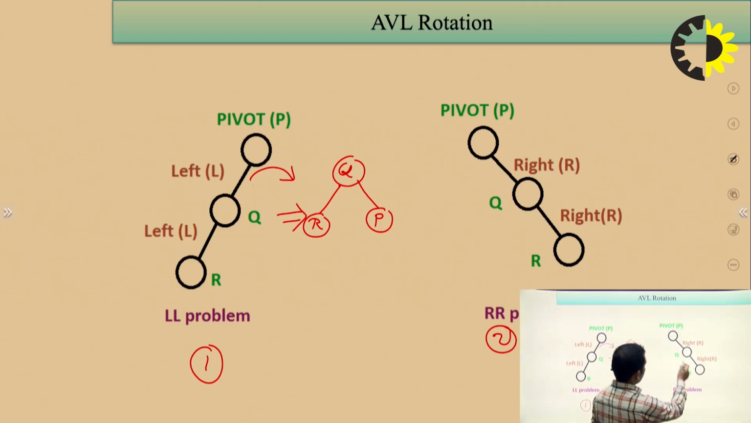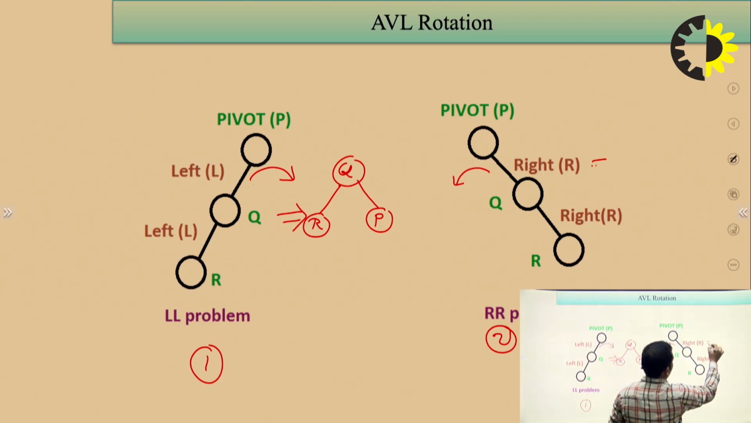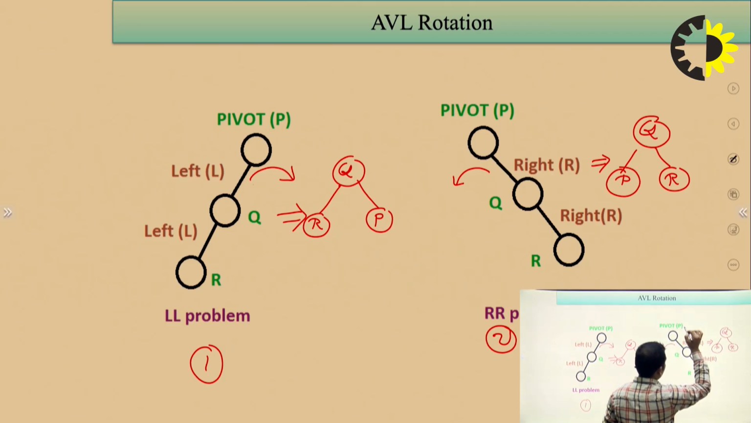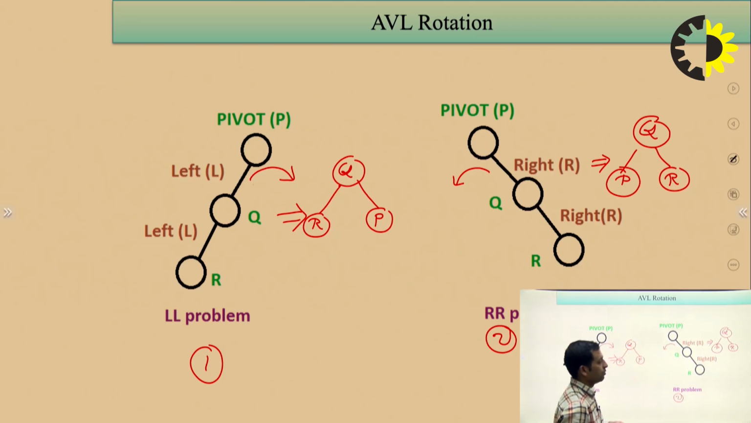Now, if this is the RR situation, then one rotation is required at the P. In which direction? Our tree is inclined to this right side. So after rotating to the left side, we will balance the tree. After rotation at the point P, now Q will come upside and R is here and P will go down, meaning in the left subtree of the Q.